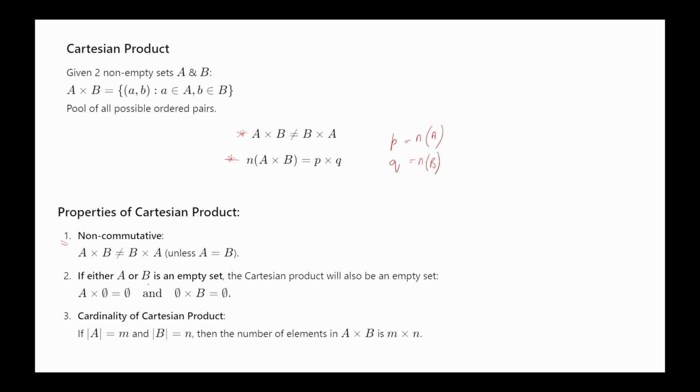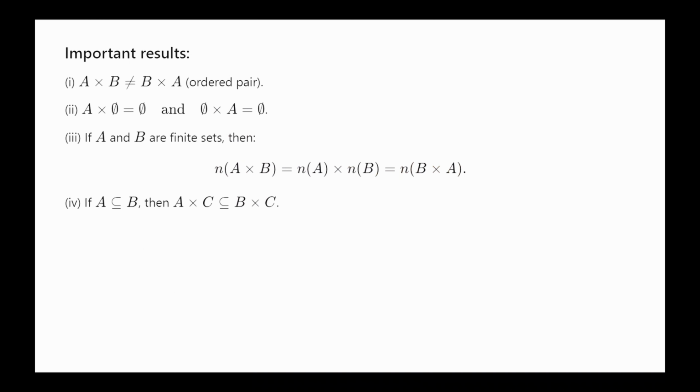If either A or B is an empty set, then the Cartesian product would also be an empty set, because we cannot map anything. If A is an empty set, there is no element for us to map with. If B is an empty set, we do not know where we are going to map the elements of set A. So it becomes phi. Cardinality of Cartesian product: if the number of elements in A is m and the number of elements in B is n, then the number of elements in A cross B would become m into n.